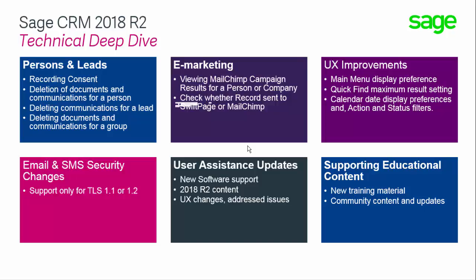There are other user experience improvements: updates in the way the main menu is displayed on smaller screens, the way the calendar can be filtered by action or status, and how a system administrator can control the amount of records returned in a quick find result set. The release notes will also document how over 50 issues and enhancements are addressed in Sage CRM 2018, and these will include, as I've mentioned, the change in support for TLS 1.1 and 1.2 in email communication. All these changes have been documented in the Help Center and in the training material added to the community and the YouTube channel.